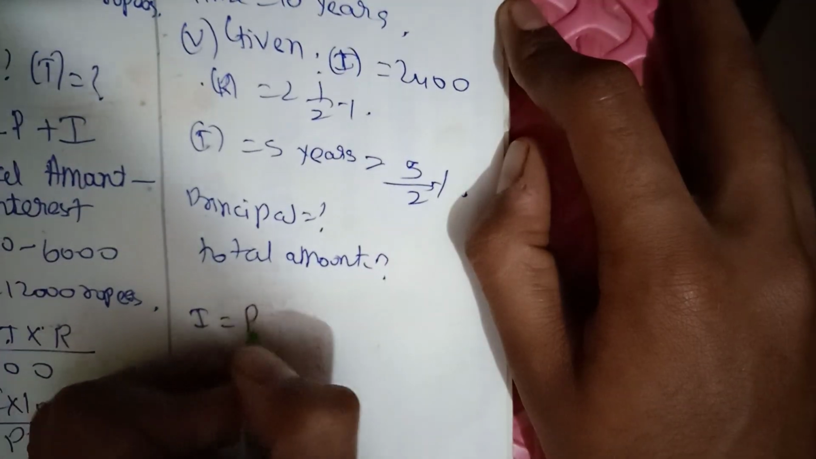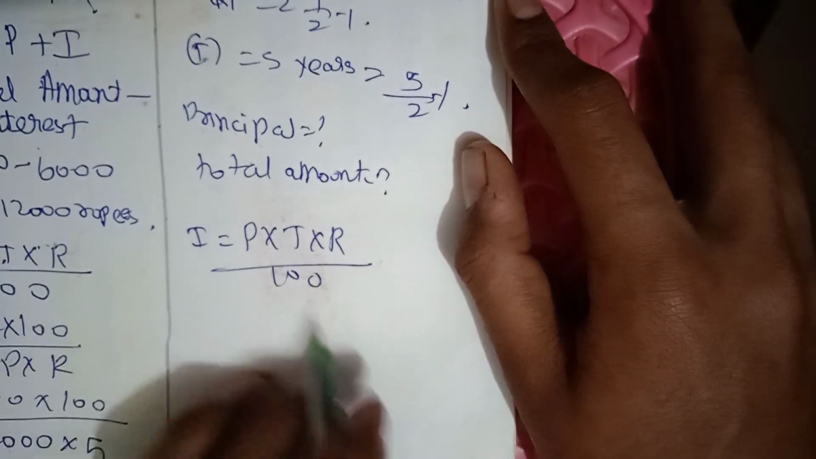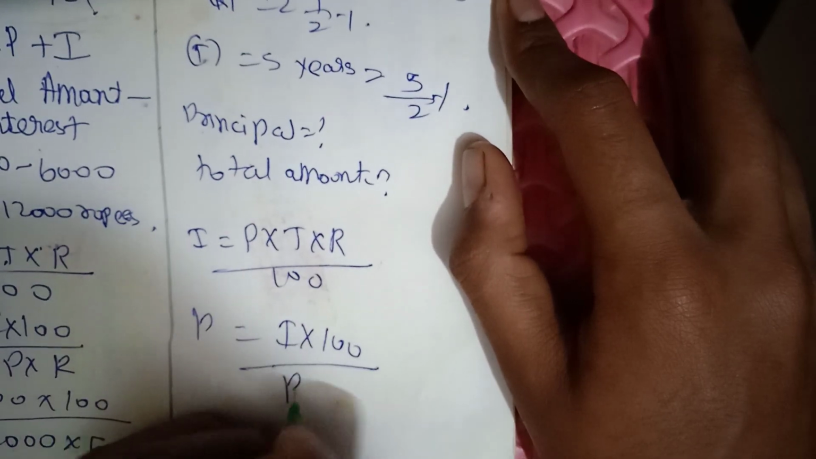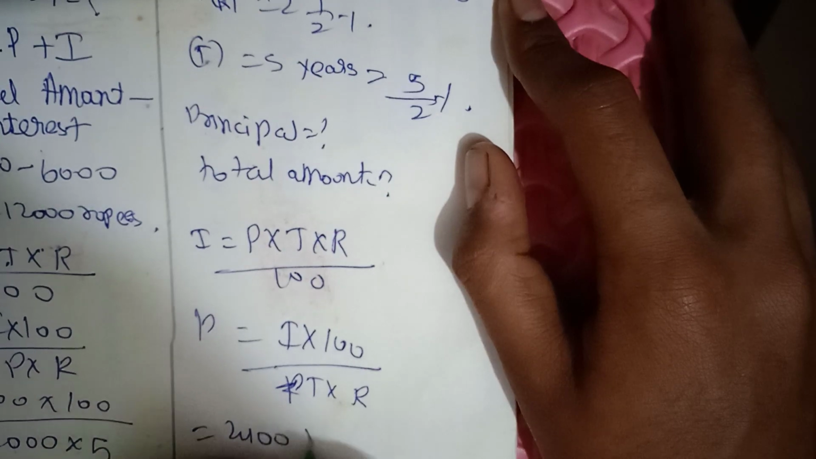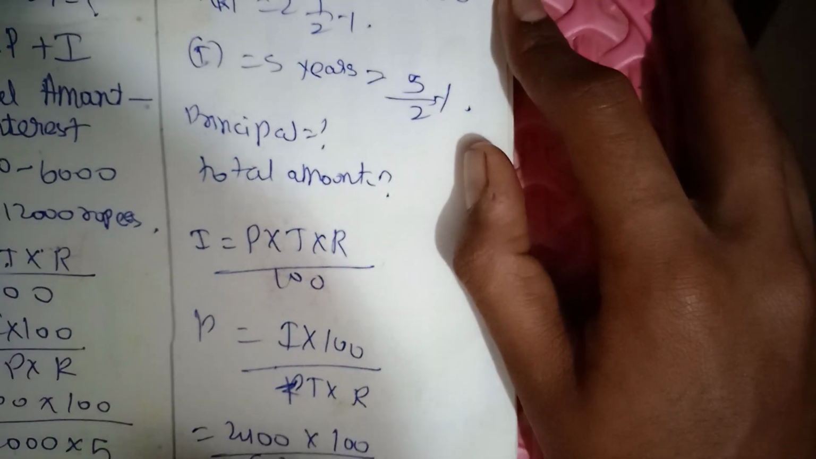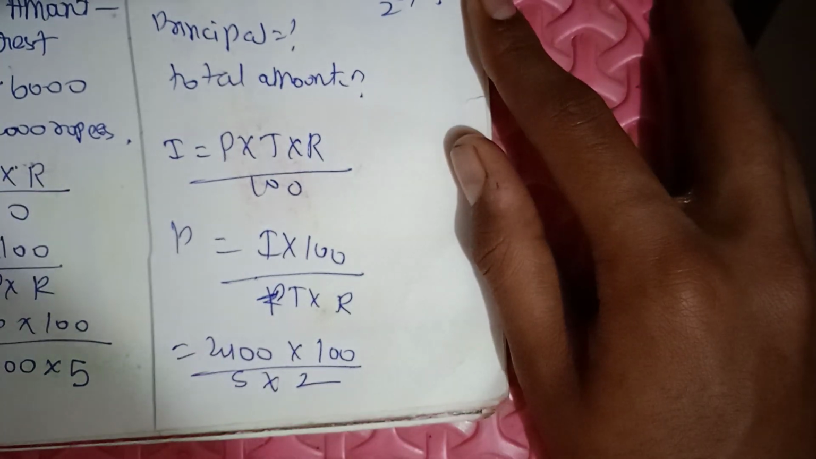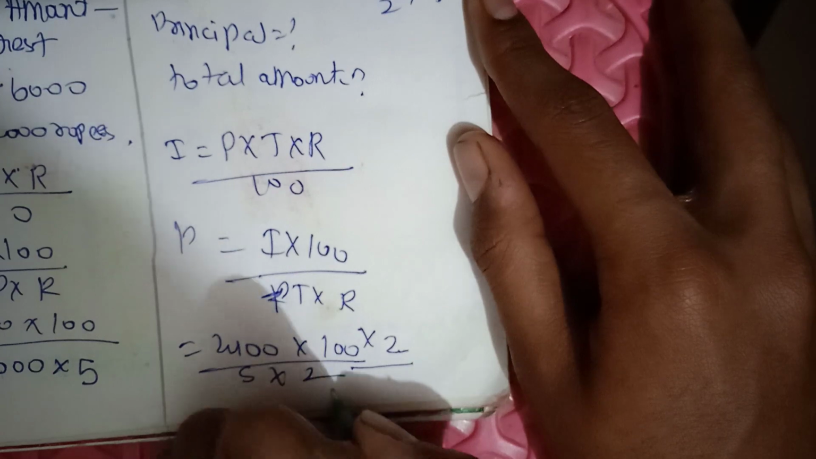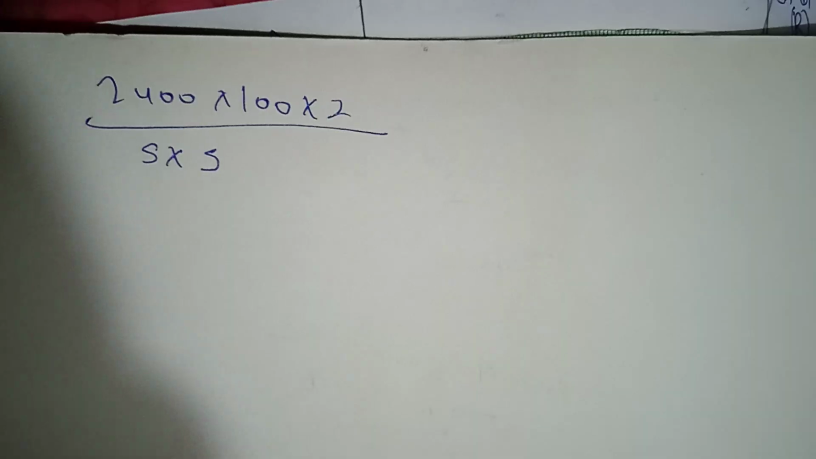So interest is equal to P into T into R upon 100. As we know, we have to find the principal. So P will come here, I into 100 will be up, and T into R will be down. So 2,400 into 100 upon 5 into 2. So how will we solve this? I'll let you know how we'll solve this. See, 100 into 2, because R is 5 upon 2 and T is 5 years. 5 into 5. Sorry, first we'll simplify this.